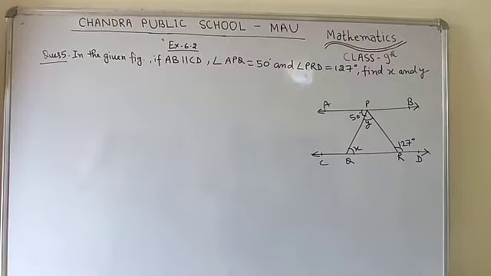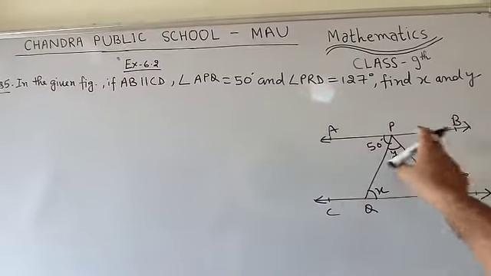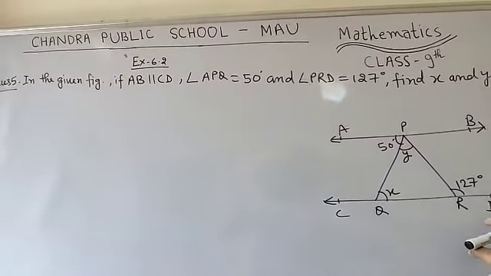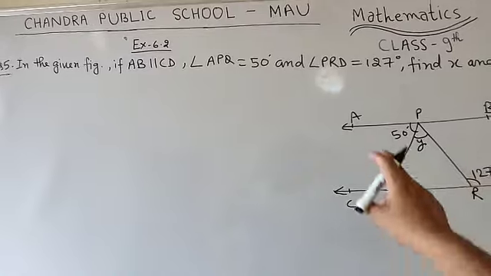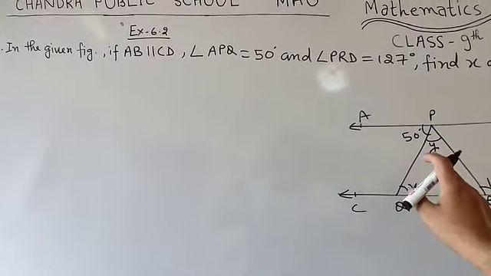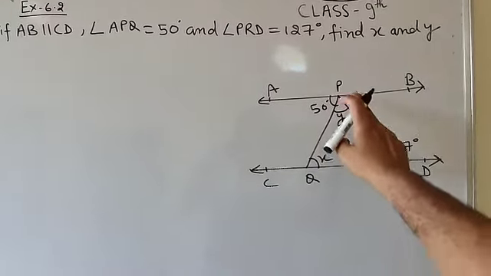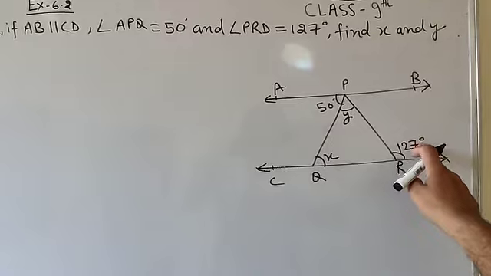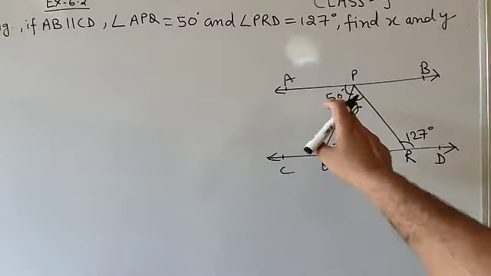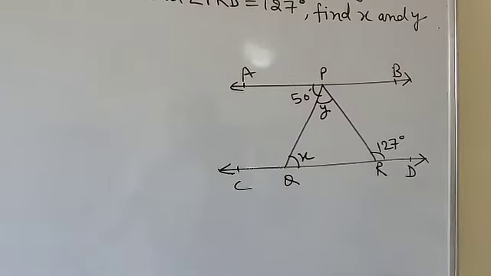Now here it is question number 5. In the given figure, if AB parallel to CD, and angle APQ equal to 50 degree, that is given here. Angle PRD equal to 127 degree. Then find x and y. X and y you need to find. So that is a simple question. I am going to explain, and you need to solve it by yourself.